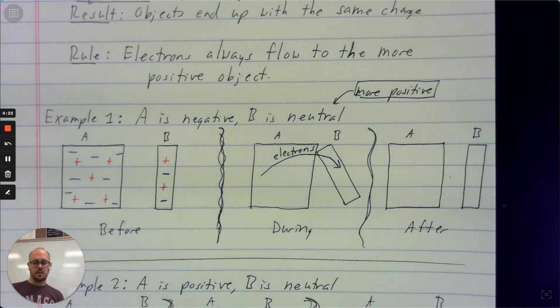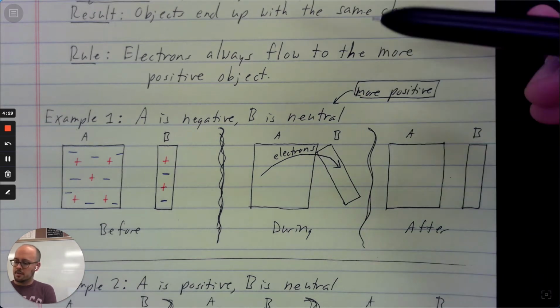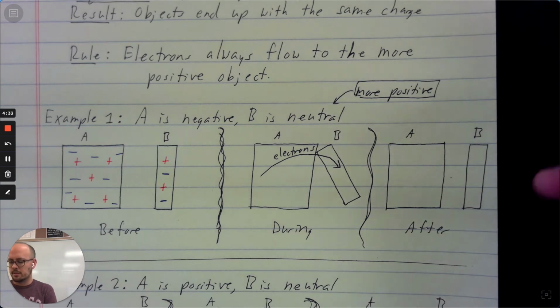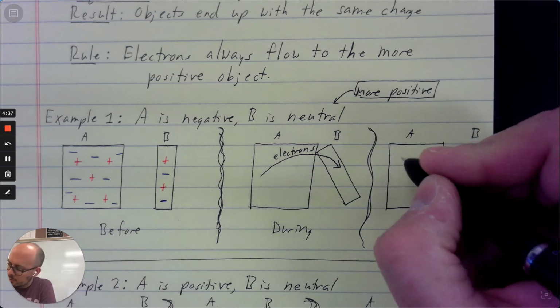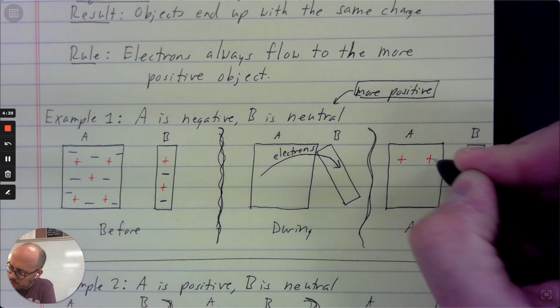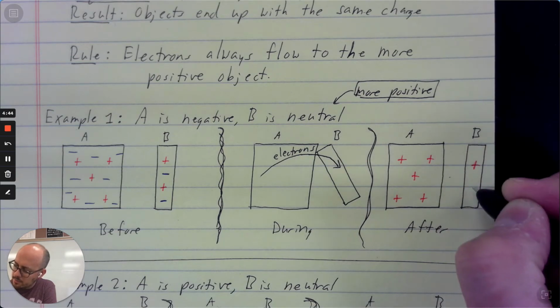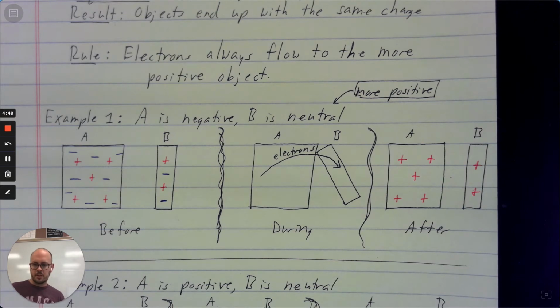And that's it. So that's the process. Now I have to play a little game. The end result is that objects end up with the same charge. So we're going to take this slowly at first. The number of protons doesn't change. So when objects are touching one another, protons don't move around. They just stay in their atoms, in the substance they belong to, and that's all there is to it.